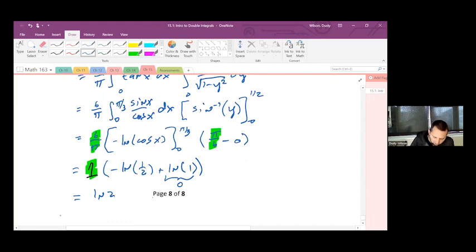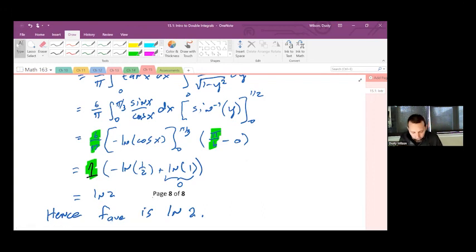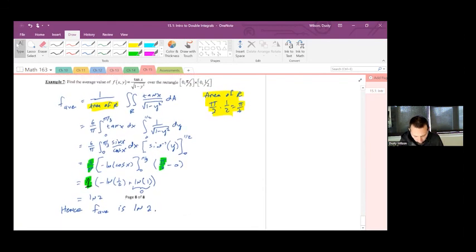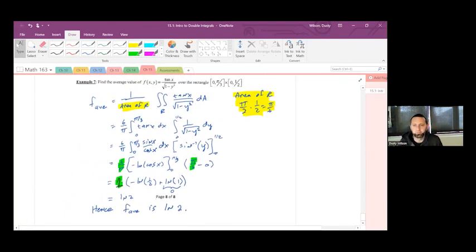So this tells me, hence, f average is the ln of 2. So this would be the average height of that surface in this region. Here is the overall solution.